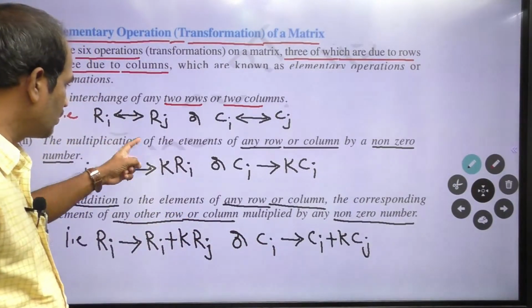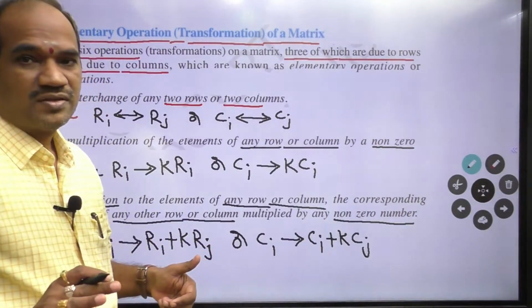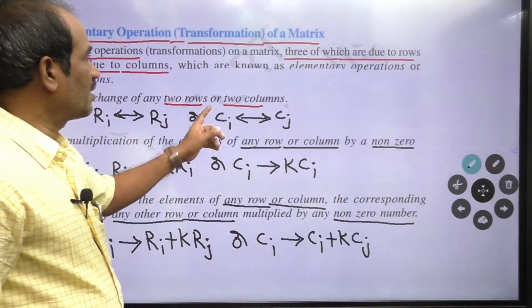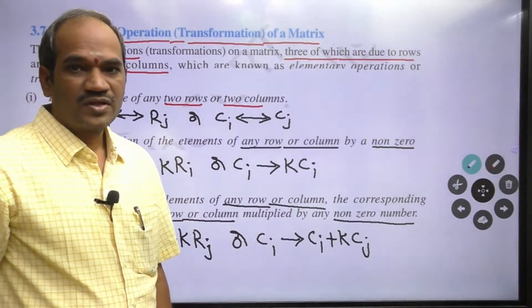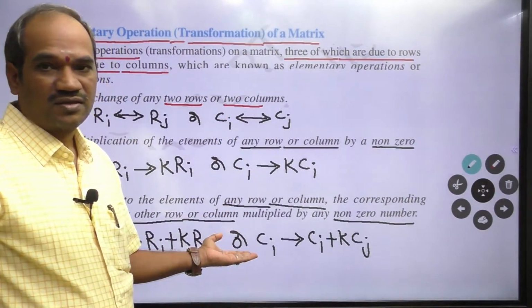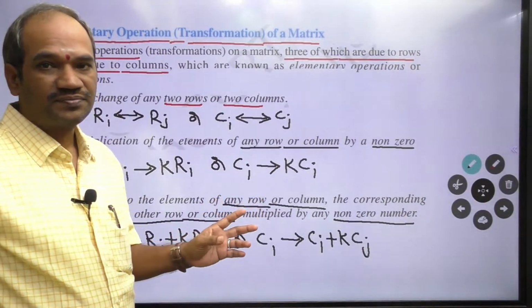Three are due to rows, three are due to columns, total six operations. These are elementary operations or transformations. In the problems, apply these operations using these three properties. Problems are easy.